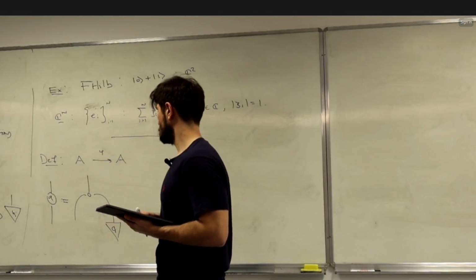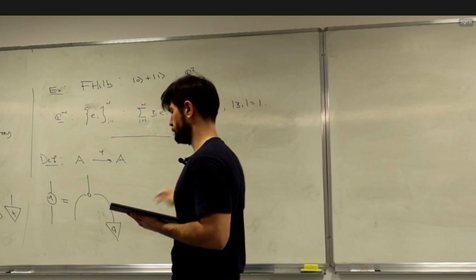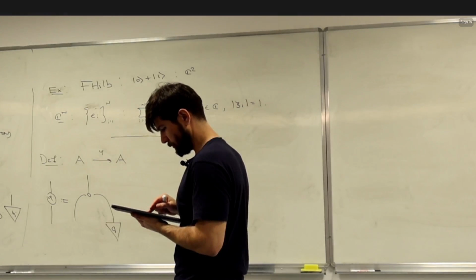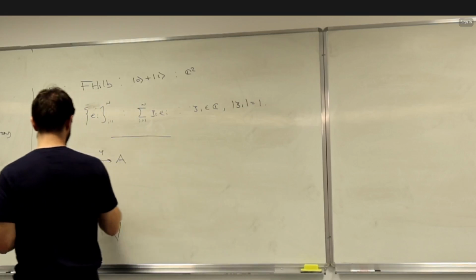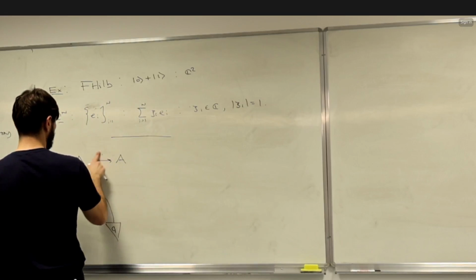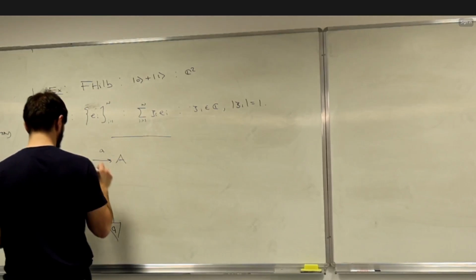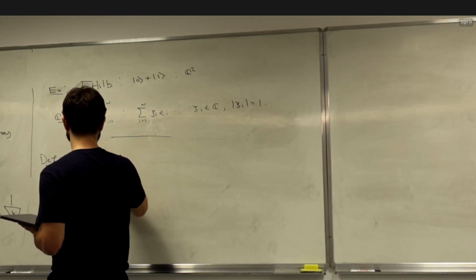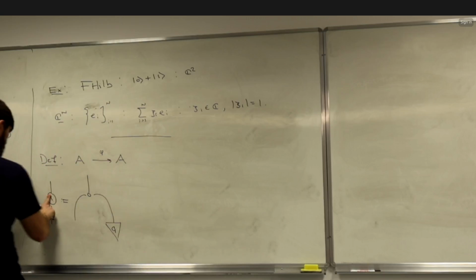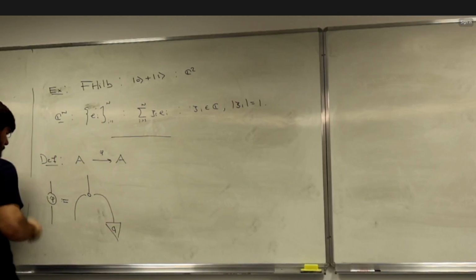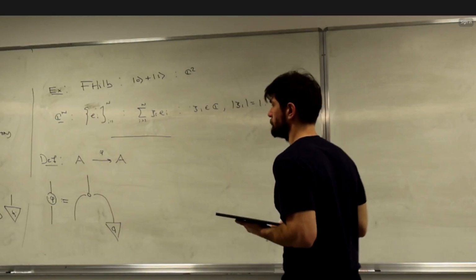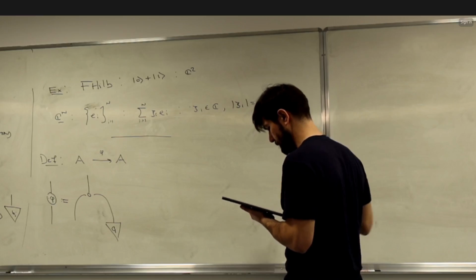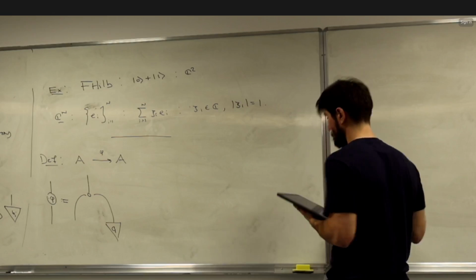Shouldn't that be a phi? Let me check. Yes, you're defining the morphism, so that's what it should be, because this is a morphism. So yes, this was supposed to be an A, but this one was not a phi, but an A. It's a kind of weird abuse of terminology here. So let's call this phi again and call this phi. I think that's better. Okay, so we're good here.